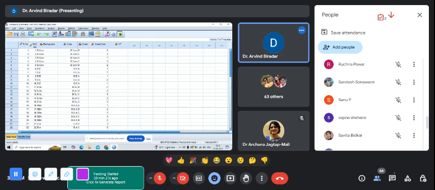Okay, next is the grade: A, B, C. This grade, one for A grade, 2 for B grade and 3 for C grade. I defined it.